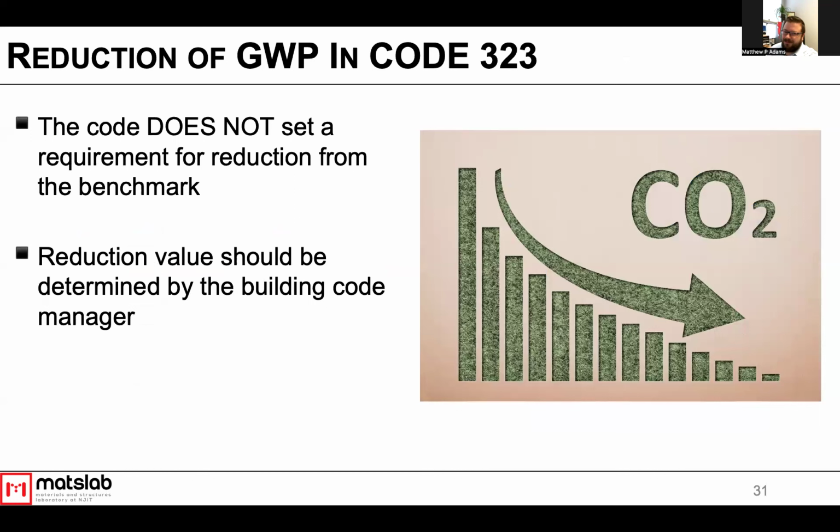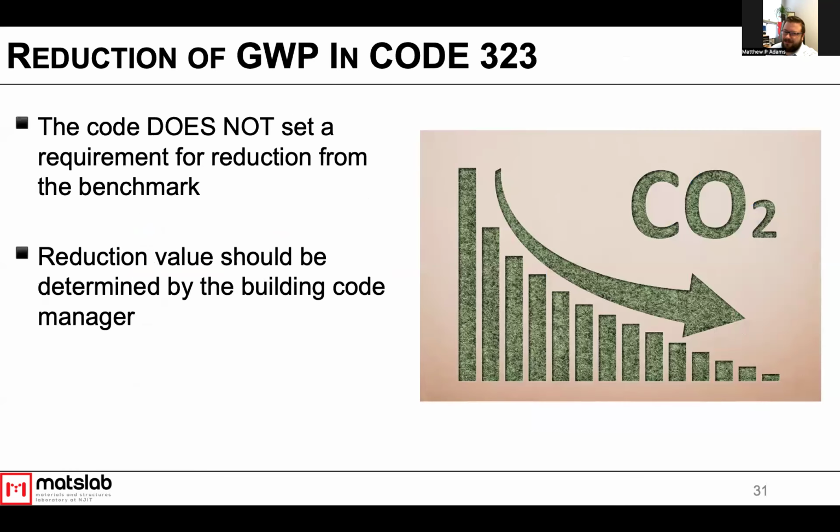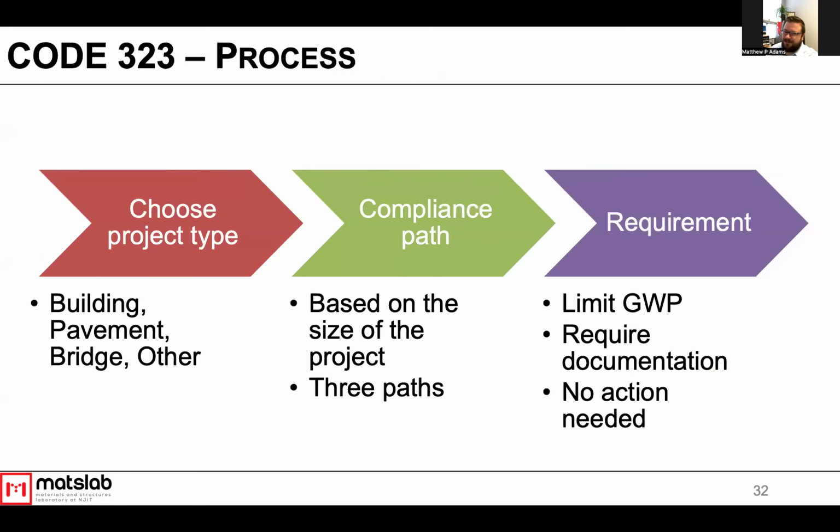The code also does not set a requirement for reduction from the benchmark. The only requirement we set is if you are using those NRMCA values as shown here in this table. If you're using those values, the code says that you should have a 15% reduction from those values. And that number was developed based off of what we felt was achievable in most of the regions. However, if you're not using those benchmarks, which you are unlikely to use if you're not in the US, you really need to set your own reduction that is reasonable and makes sense based off of your local jurisdiction.